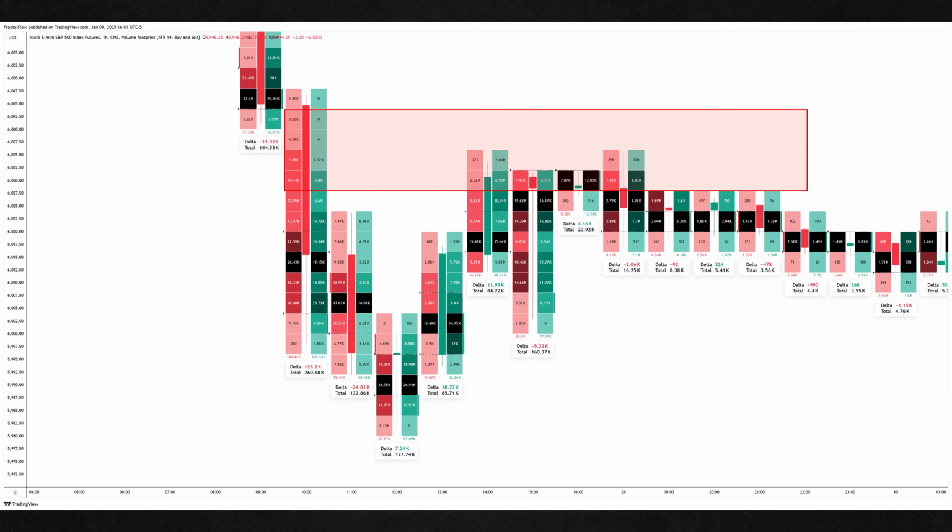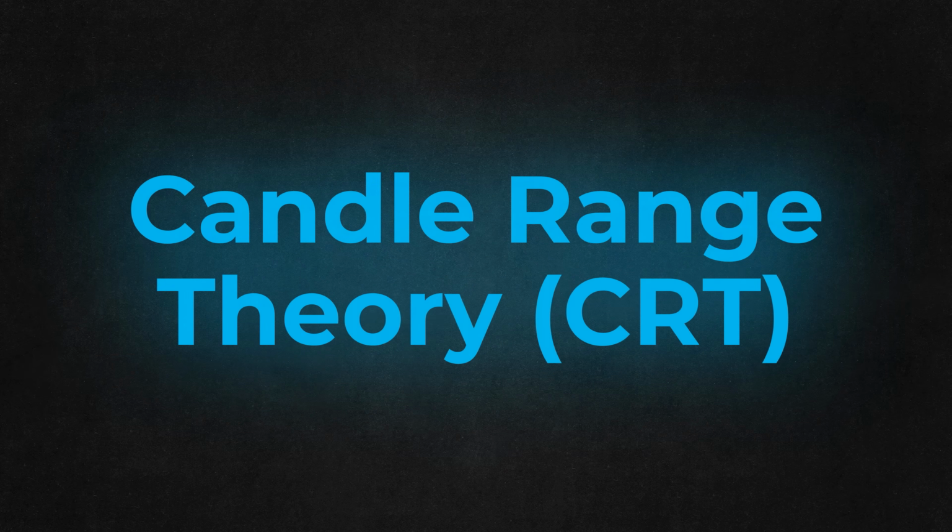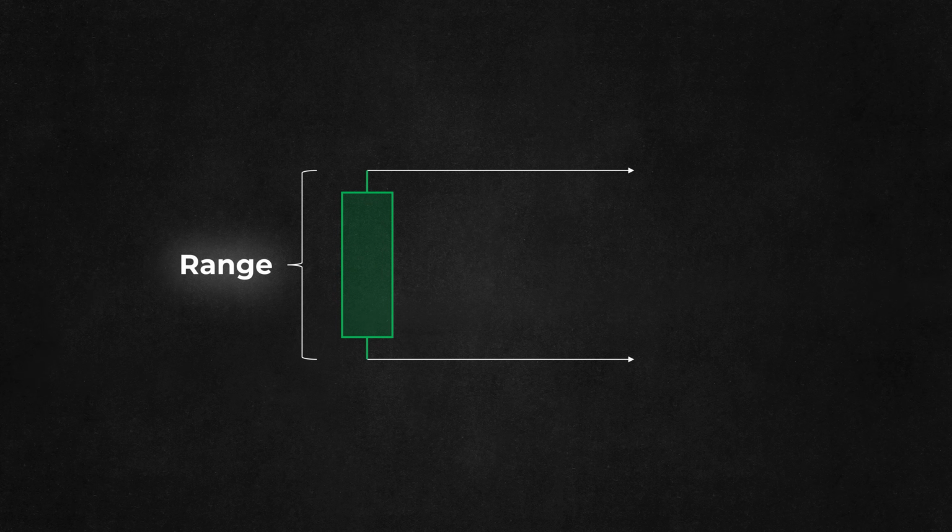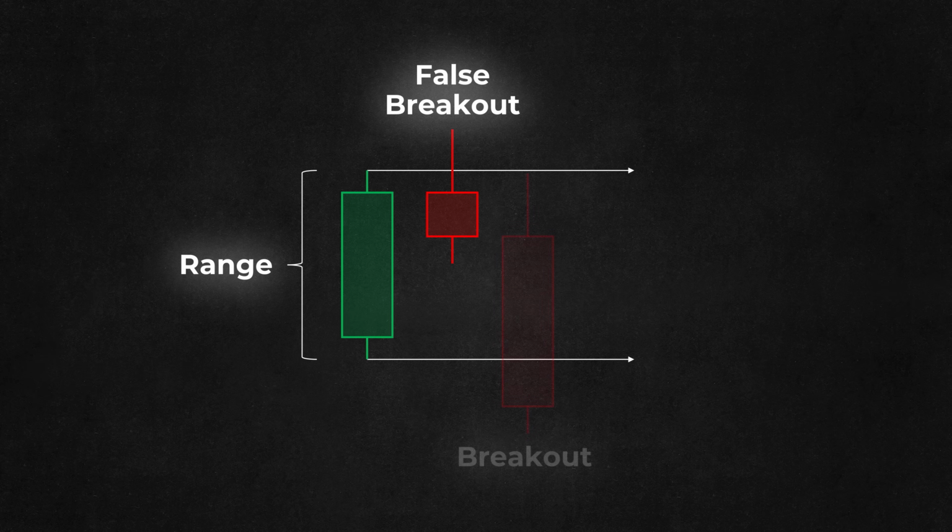The next concept we'll talk about is called candle range theory. Recently, ICT traders have been talking about this idea as if it is new, and once again, it sounds complicated, but it's simple. In the bearish version, the pattern begins with a bullish candle that forms the range. The next candle pierces the high of the range but closes below it. The third candle succeeds to close below the range.